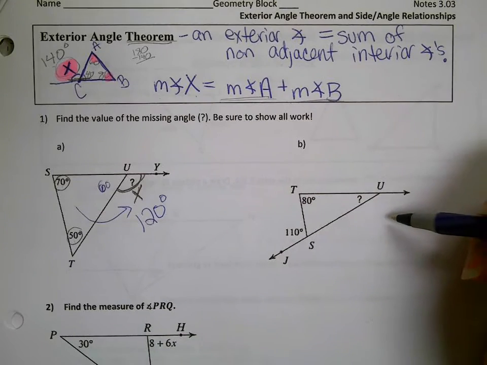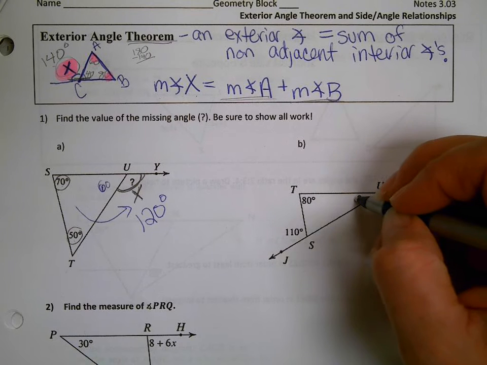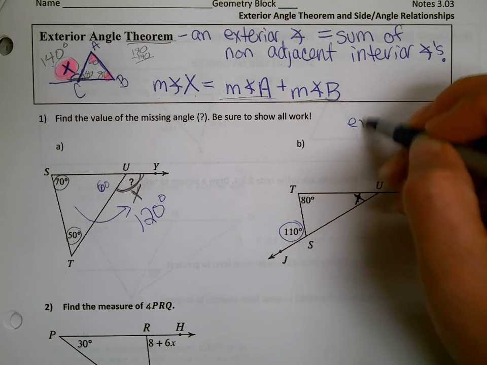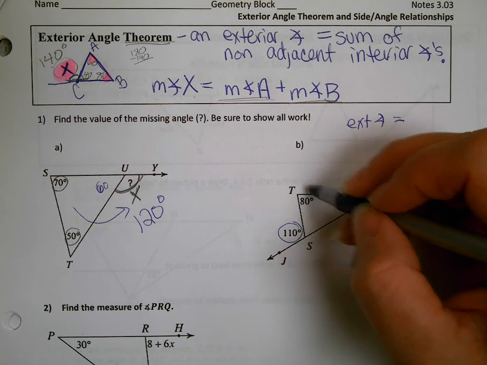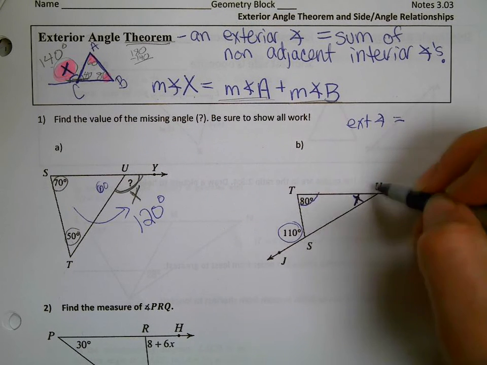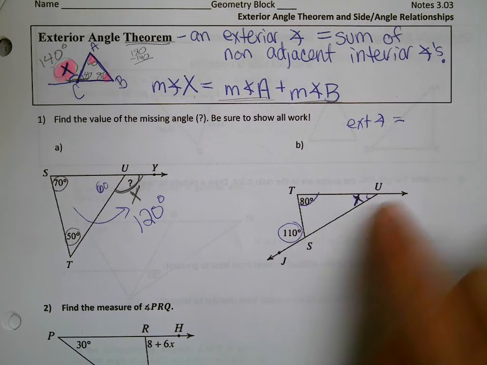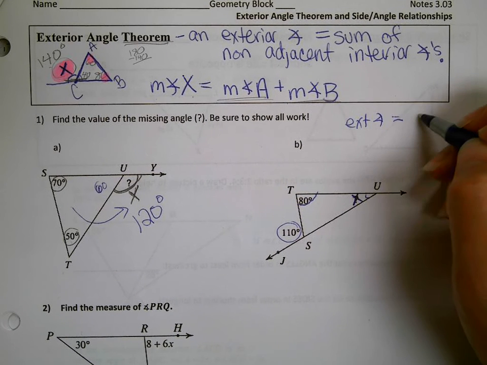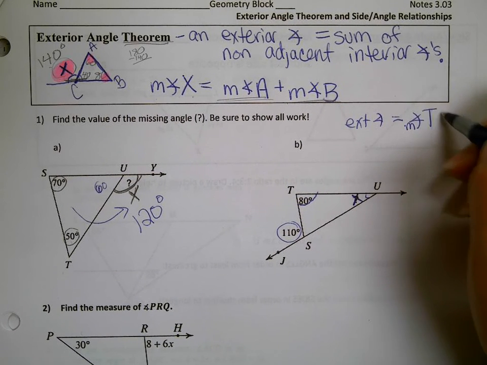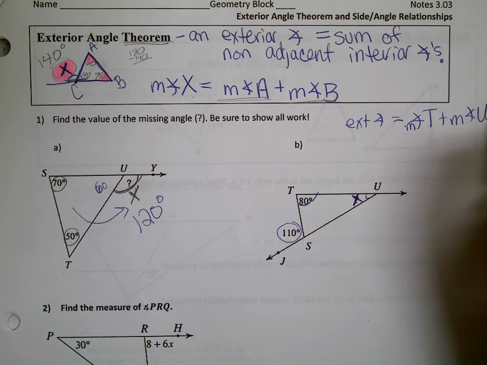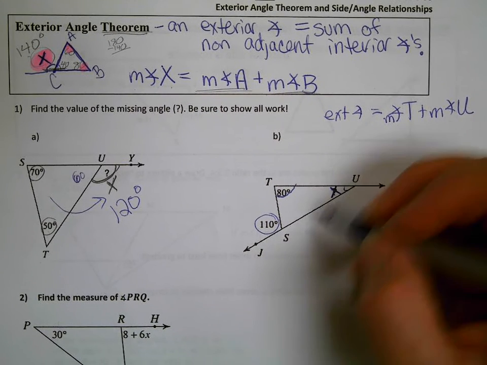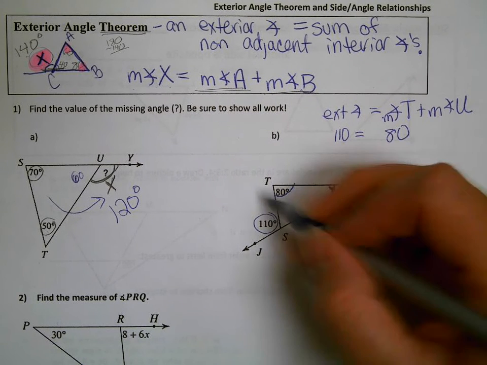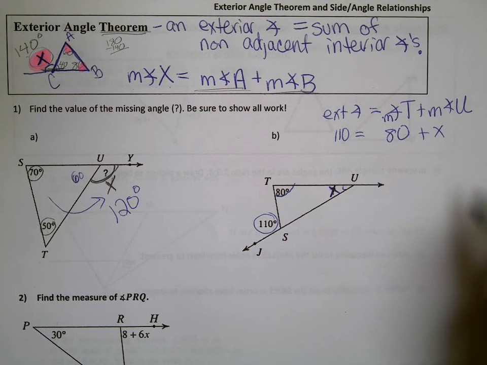Using that in the reverse scenario for angle B, if we want to find this angle question mark, I'm going to put an X here. The rule says the exterior angle equals, now in this case we have angle T and angle U are the two angles that don't touch that angle S here. So that exterior angle equals the measure of angle T plus the measure of angle U. Well, our exterior angle is the 110 degrees. That equals 80 is angle T plus X.